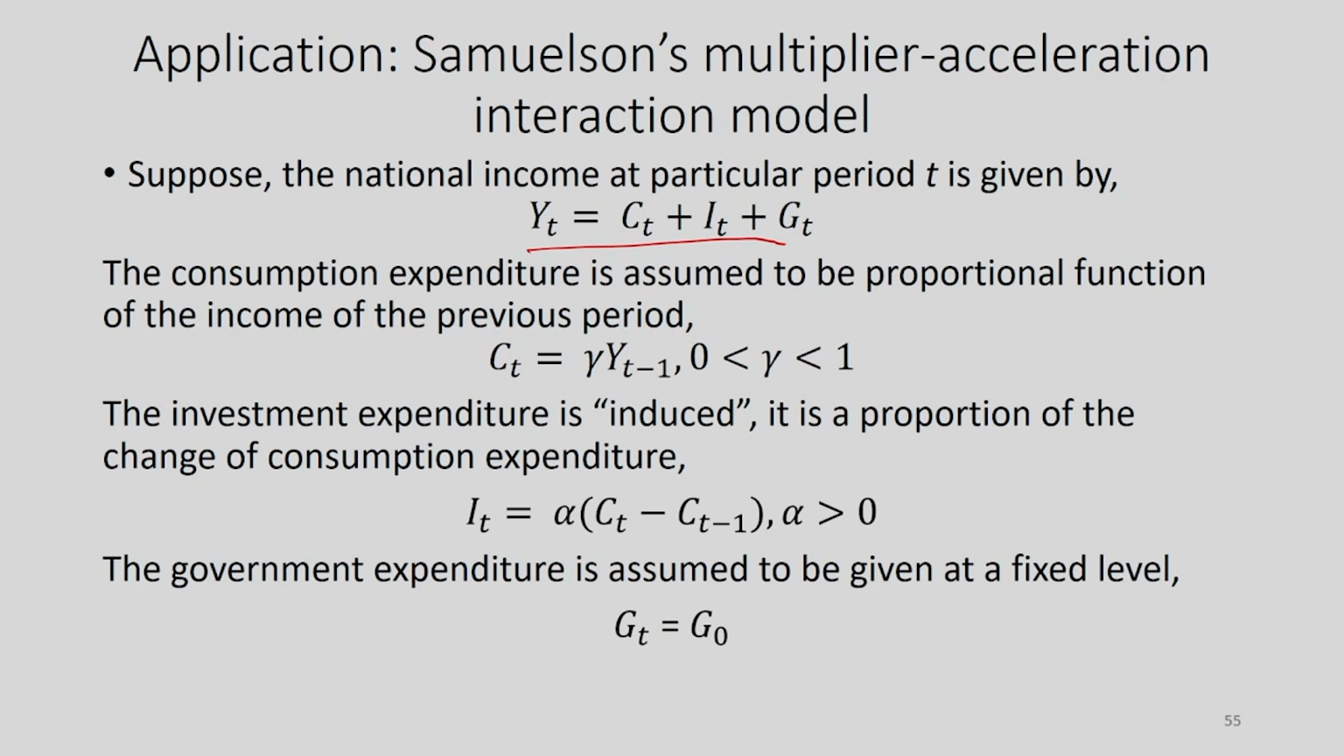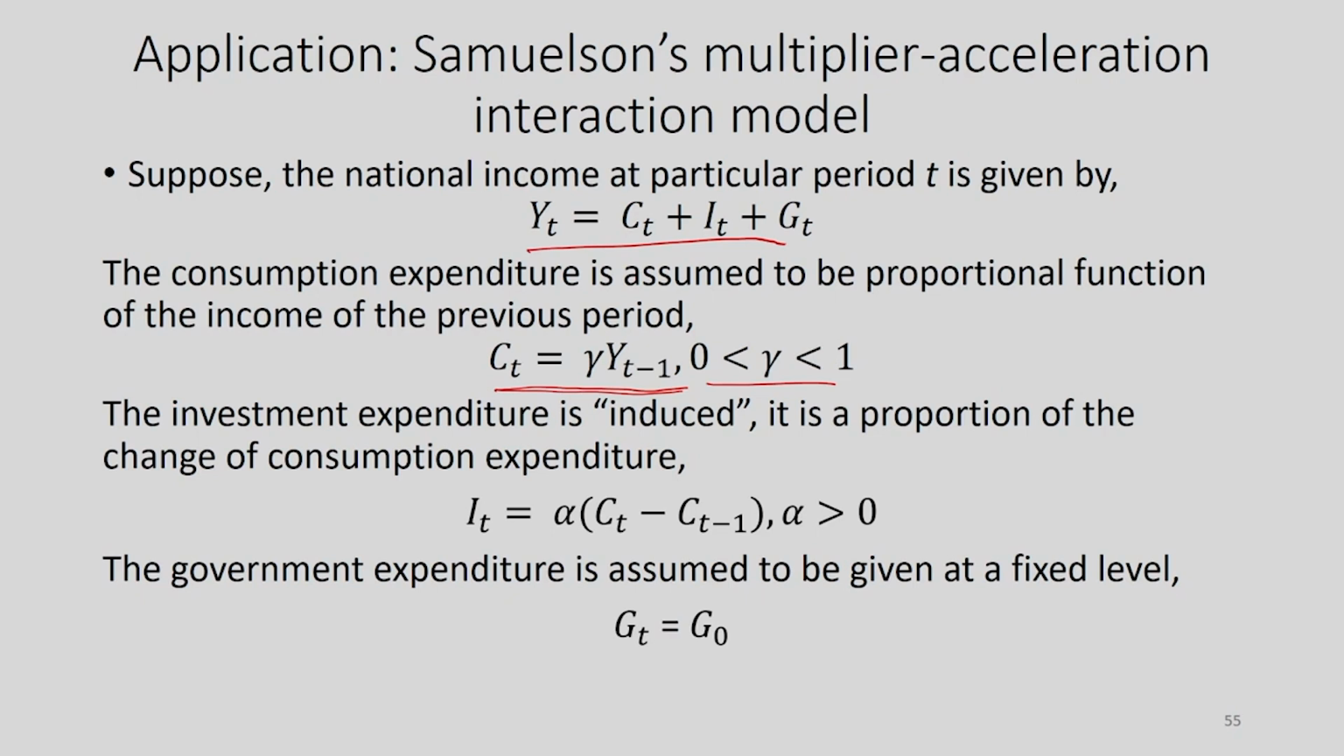Now, the consumption expenditure in this model is assumed to be proportional to the income of the previous period, that is the national income of the previous period. So, in terms of mathematics, Ct is equal to gamma multiplied by y t minus 1, where this is important, gamma lies between 0 and 1. What is gamma? Gamma is the marginal propensity to consume, but we have to be careful here because we are talking about the dependence of the consumption expenditure on the income of the previous period.